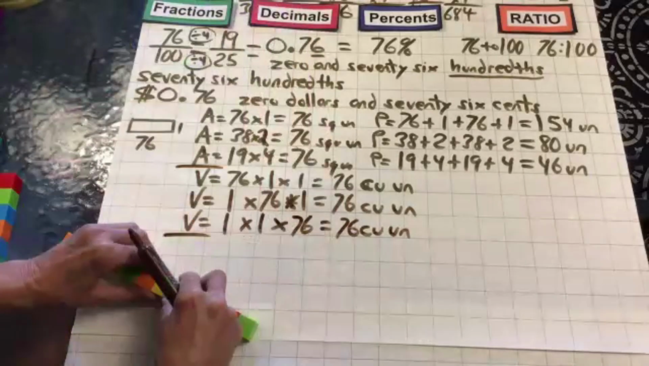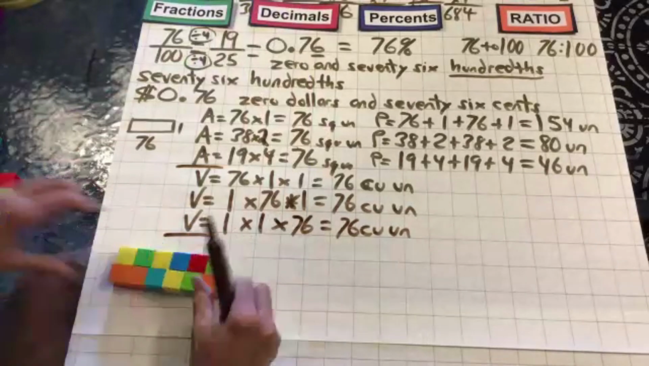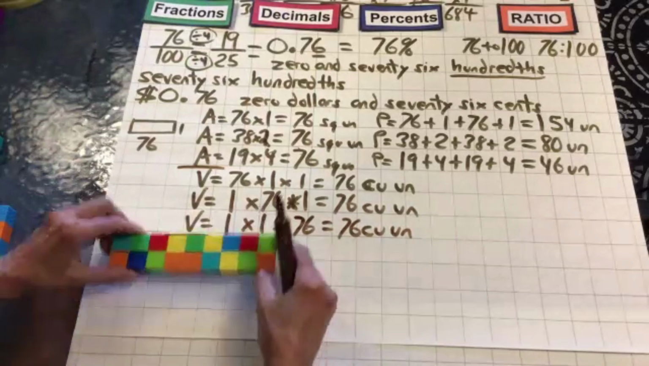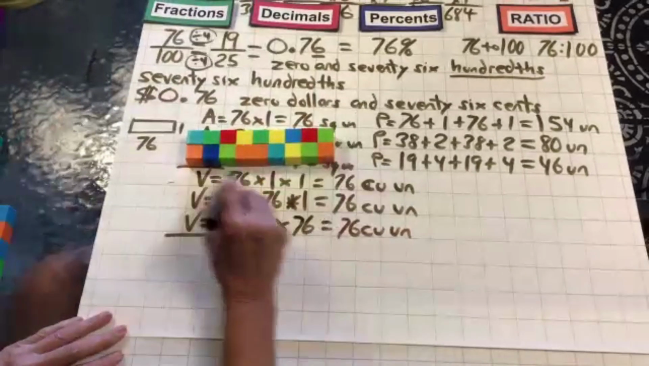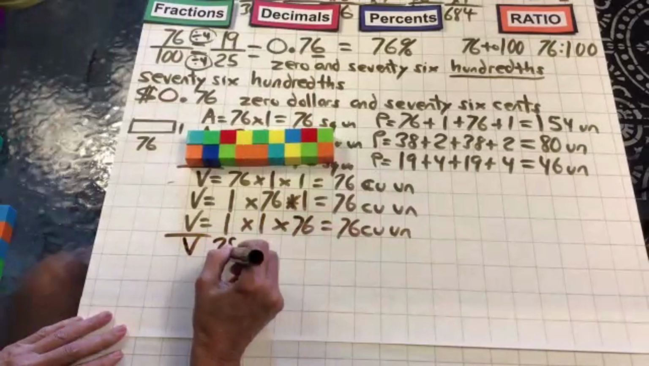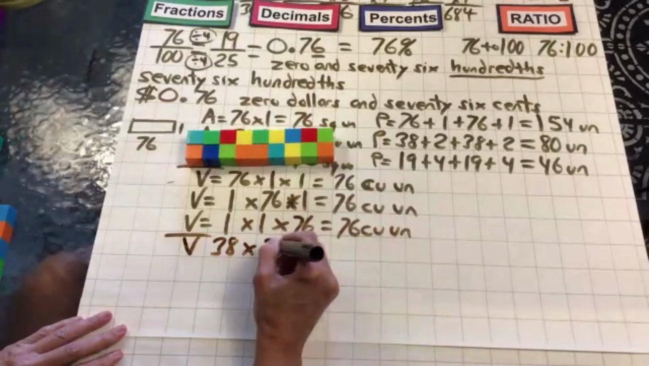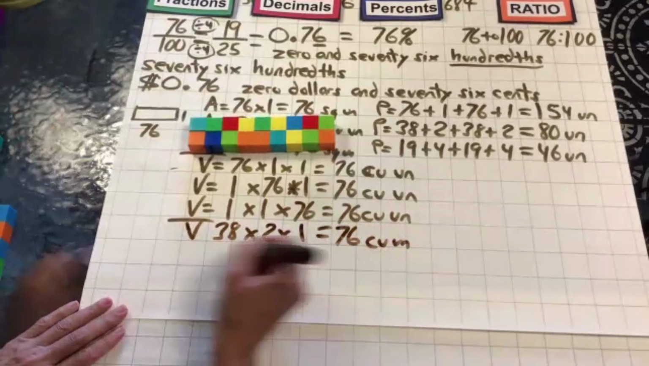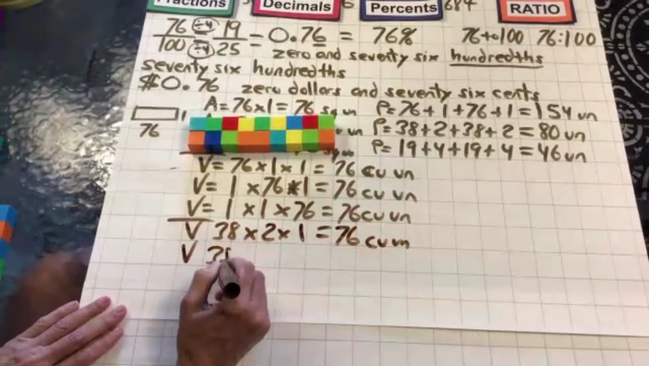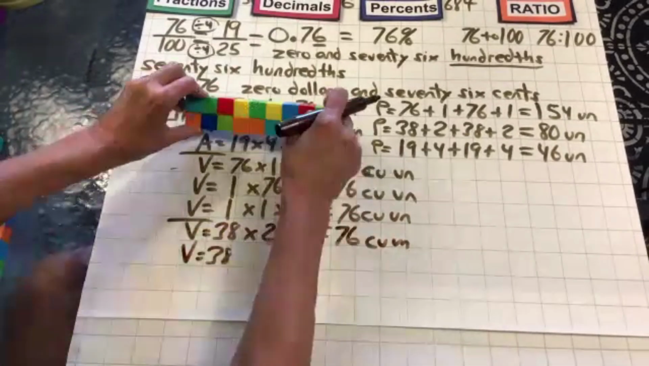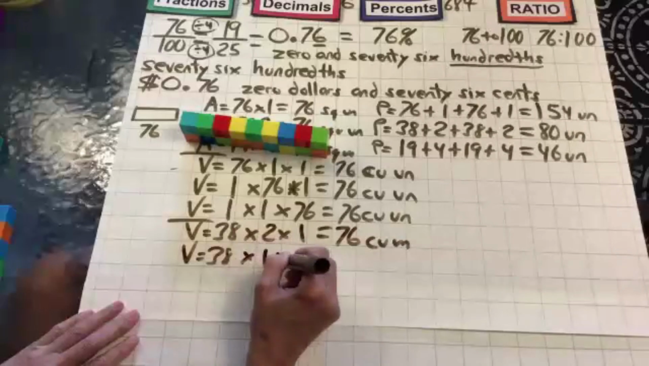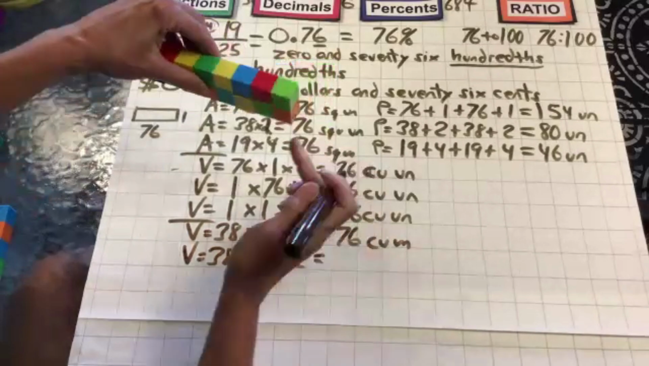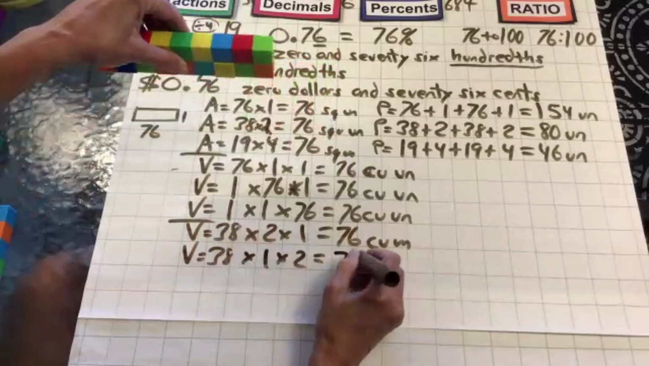Now we're going to go into 2. So we're pretending, and I'm going to add more so we can pretend better. So now we have 38 wide by 2 deep by 1 tall. Again, 76 cubic units. And then we're going to do 38 wide. And now we're going to do 1 deep by 2 tall. So do you see if I turned it up this way? So now it's only 1 deep and 2 tall.